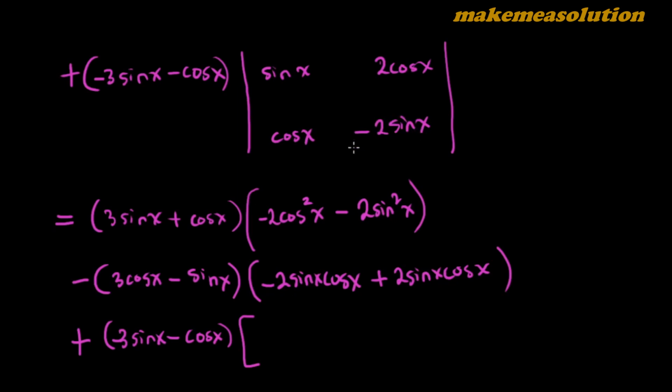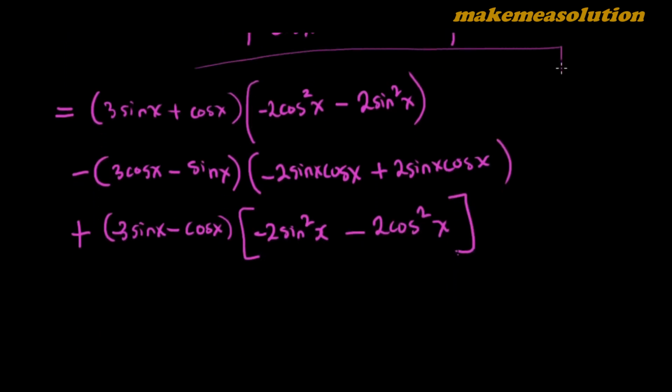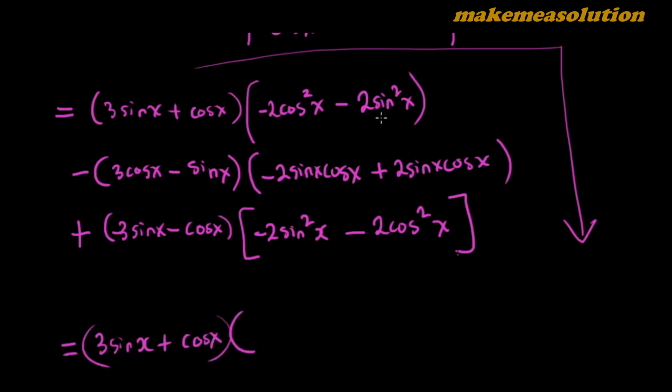So for this place, sine x times minus 2 sine x is minus 2 sine squared x, then minus this term times this term is minus 2 cos squared x. Is that okay? So this is where we want to consider from and see what we get. So this is equal to 3 sine x plus cos x into minus 2 sine squared x minus 2 cos squared x. Minus 2 sine squared x minus 2 cos squared x is still the same thing as saying minus 2 into cos squared x plus sine squared x.